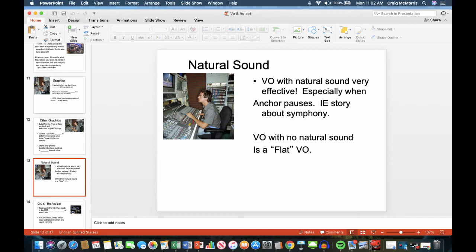Nat sound. VO with natural sound is very effective, especially when the anchor pauses. For example, a story about the symphony. VO with no natural sound is a flat VO, or silent.